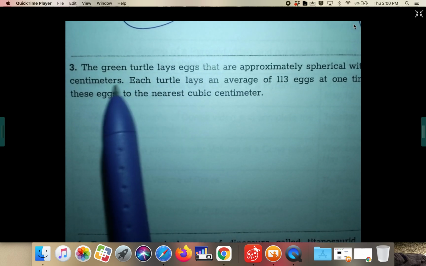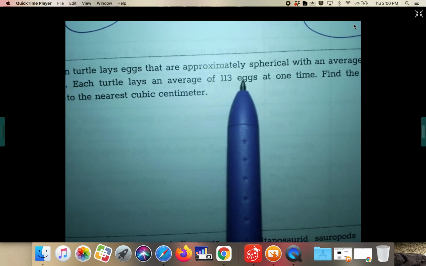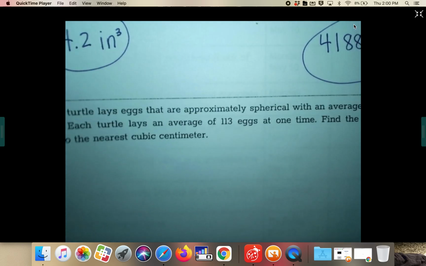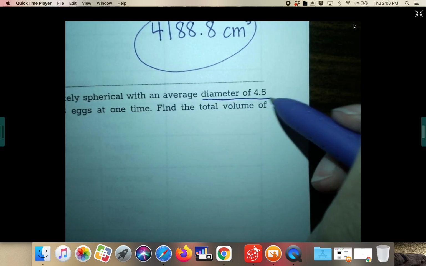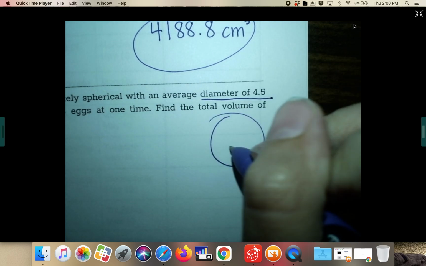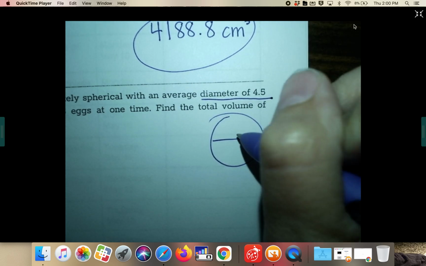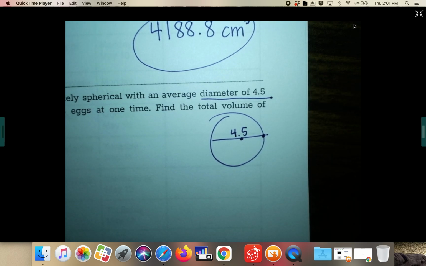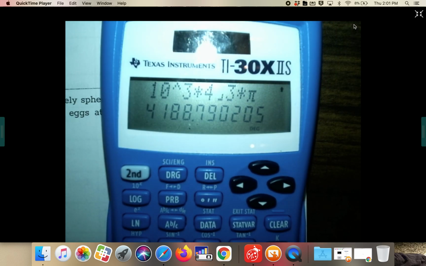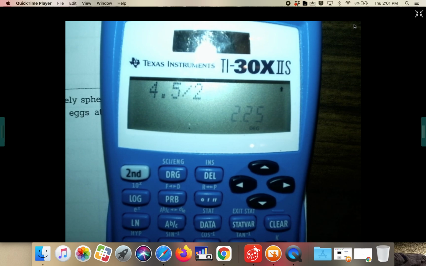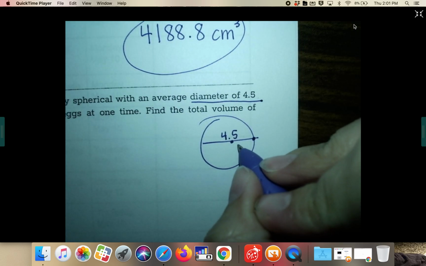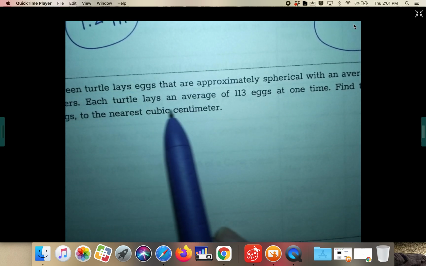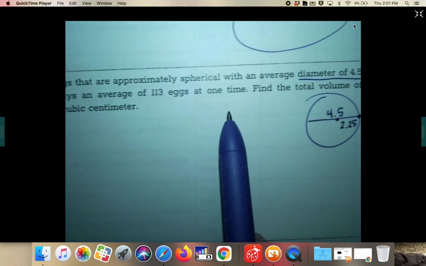All right, the next one is a word problem. It was about turtle eggs. So the green turtle lays eggs that are approximately spherical with an average diameter of 4.5. I hope you remember that the diameter is all the way across, and that's not what we want. We want the radius. So we're going to have to take 4.5 and divide by 2 first, which is 2.25. And then it says each turtle lays an average of 113 eggs at a time.